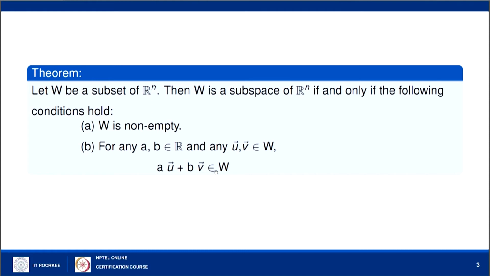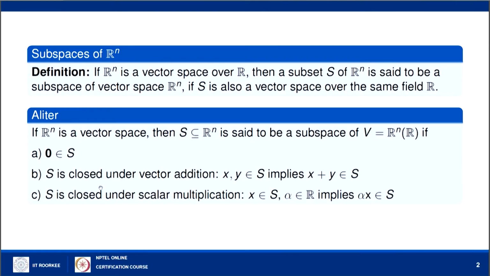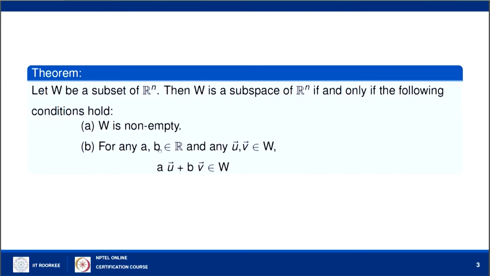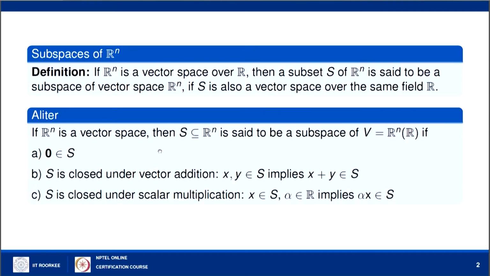So, this particular theorem is just coming from the definition which we have seen in the earlier slide, that is the alternate definition. We can see that from these 3 properties we can show all 6 properties of a vector space. So, these 3 properties imply all those 6 properties.